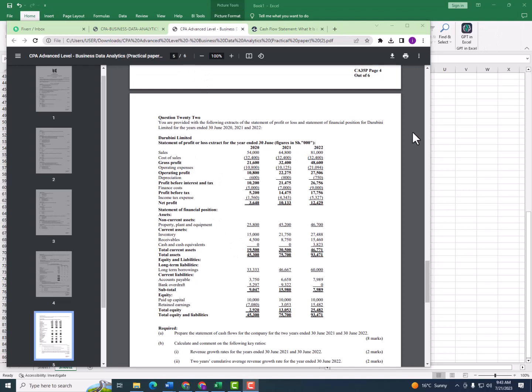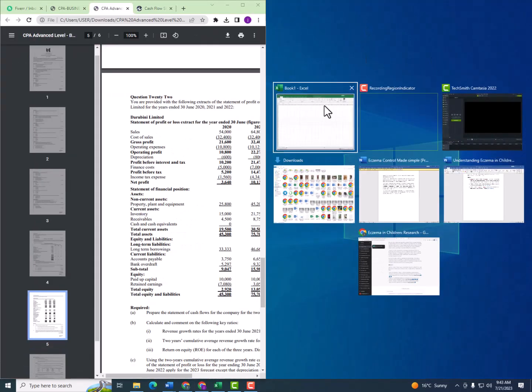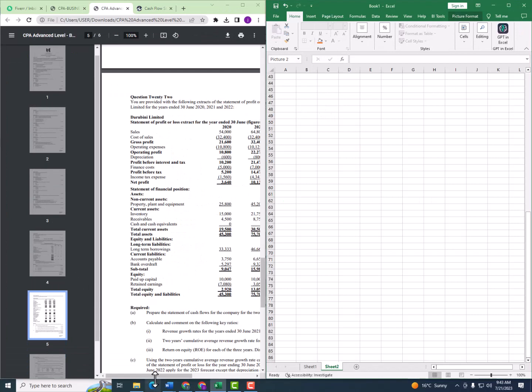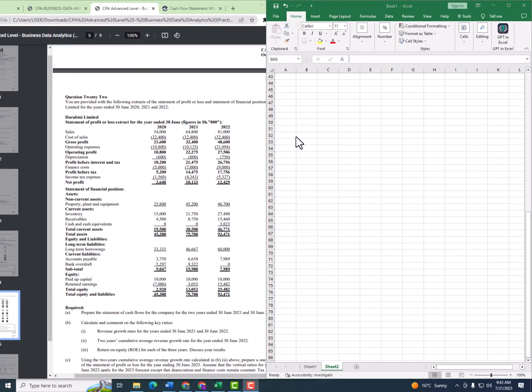So the first step here, what we do, we divide the screen. We can open up our Excel. And the first step I always advise is to create the format of the cash flow statement or the skeleton of our cash flow statement.